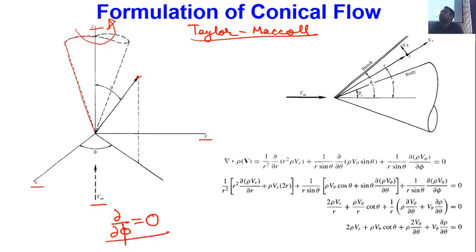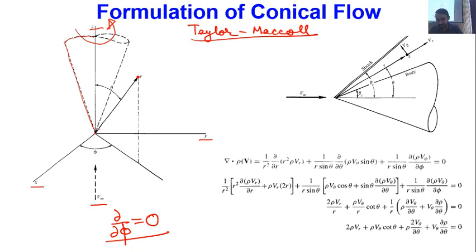So anything involving del by del phi I can substitute directly to 0, because this is nothing but an axisymmetric situation. Okay, so about this z axis we are having the symmetric flow field. So in our mathematical analysis also we can introduce this by writing del by del phi equal to 0.